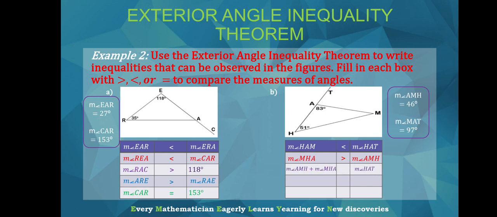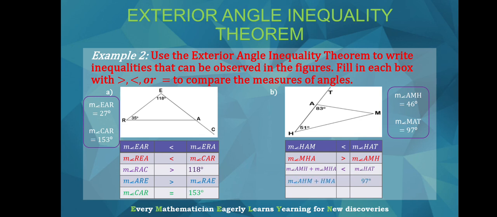Next, the measure of angle AMH plus the measure of angle MHA is blank the measure of angle HAT. The answer is less than, because the measure of angle AMH plus the measure of angle MHA equals 97 degrees while the measure of angle HAT is 180 degrees.